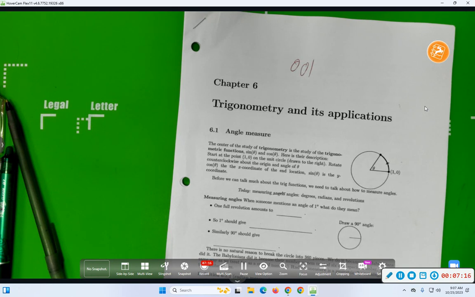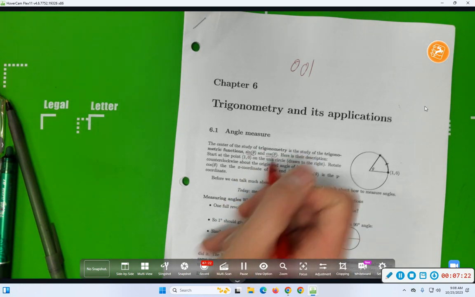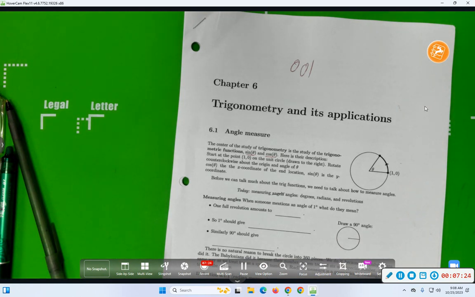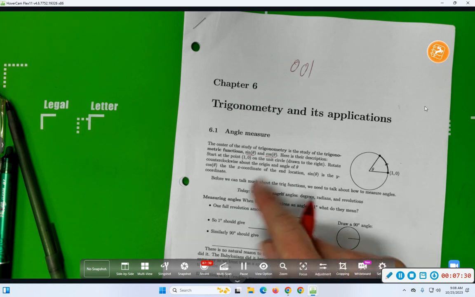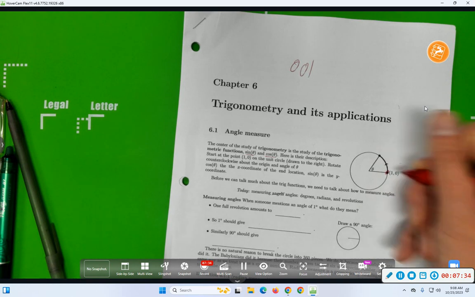Trigonometry is the study of the two functions that I'm about to describe. Sine and cosine. They take as their parameter some number theta, which you're going to think of as an angle. Here's the description. So start at the point (1, 0) on the unit circle.